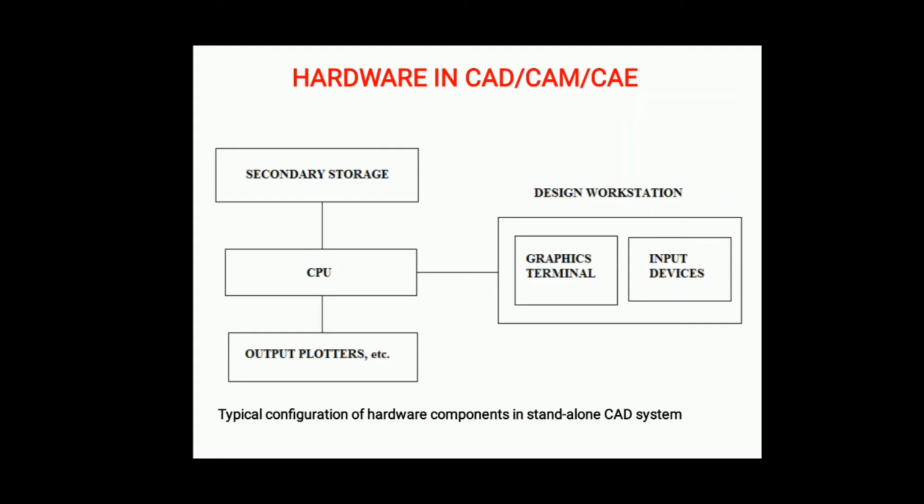So this is the overview of the hardware used in a CAD CAM CAE system: for input purposes, generating output, storing all the data related to the part, and doing the CAD operation. For that we use the high-speed computer, that is the CPU unit. So this is the hardware in a CAD CAM CAE system.